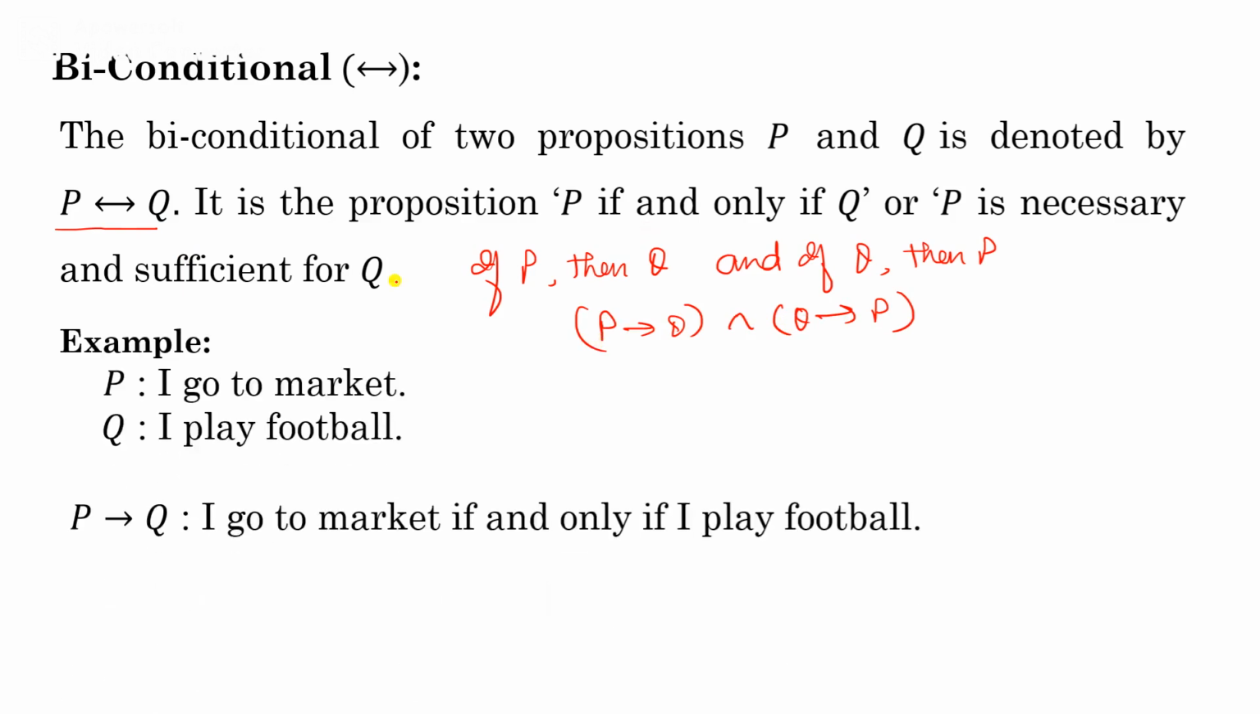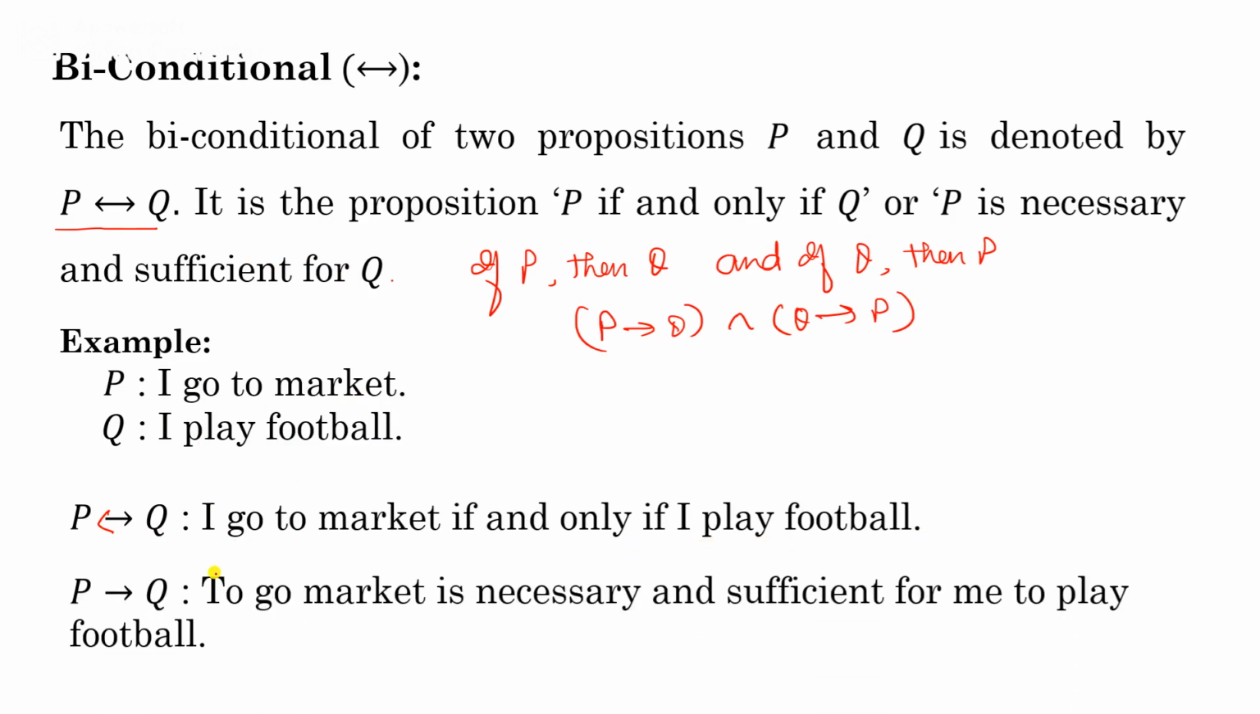Now look at this example. P is denoted by I go to market, and Q by I play football. Then P biconditional Q means I go to market if and only if I play football. Or another way you can write it: P biconditional Q, going to market is necessary and sufficient for me to play football. So you can use any of these two ways to represent this biconditional.